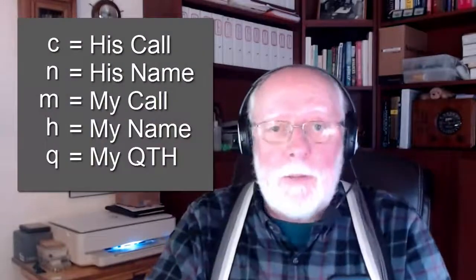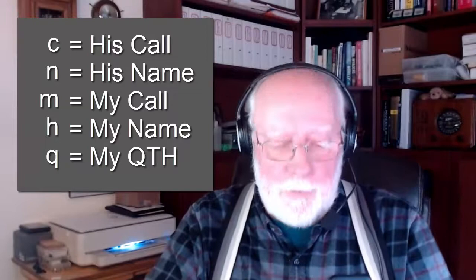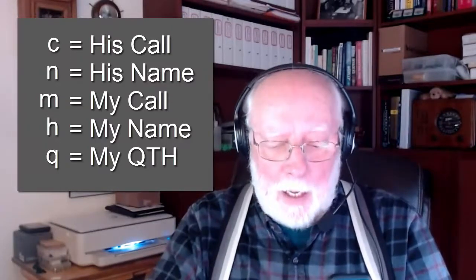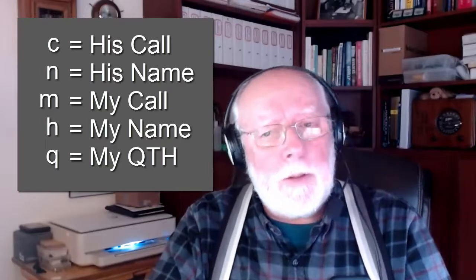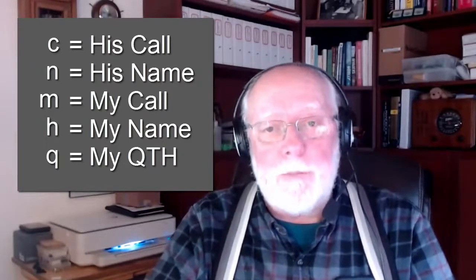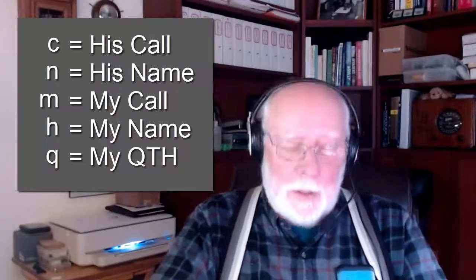We've got C for your contact's call. We've got N for the name, M for your call sign, and H for your name. Think of H as in handle. I had to come up with something that was unique and not already in use. And finally, Q for the QTH.